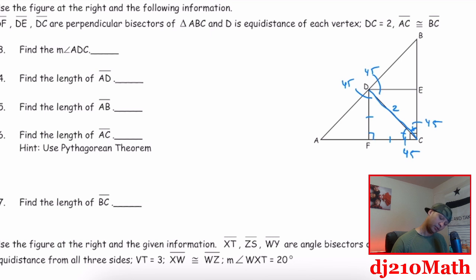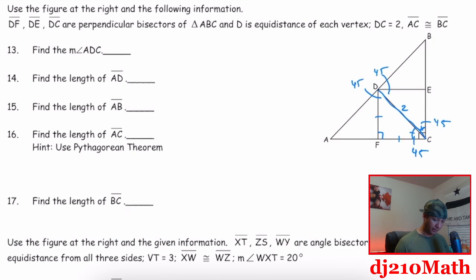Okay, so if we use the Pythagorean theorem, can I use the Pythagorean theorem right now? Actually, first find the measure of ADC. ADC is this angle right here. This is in fact a right angle because it's a perpendicular bisector, right? So ADC is 90 degrees.